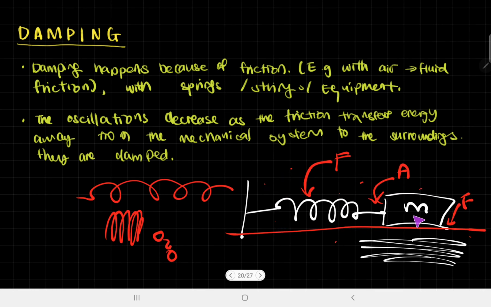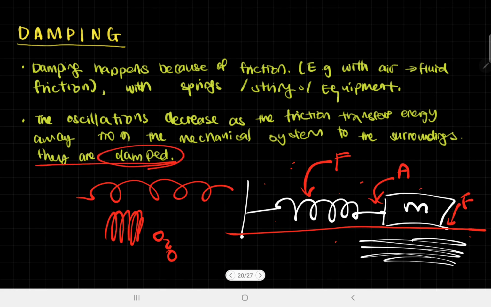So there is friction, and it's very difficult to find an oscillation that has zero friction and zero damping. But usually the effects are very small, and we can change how heavy the friction is, and hence how heavy the damping is, to get the results that we want. So the oscillations decrease as the friction transfers energy away from the mechanical system to the surroundings, and this is when we say that they are damped.